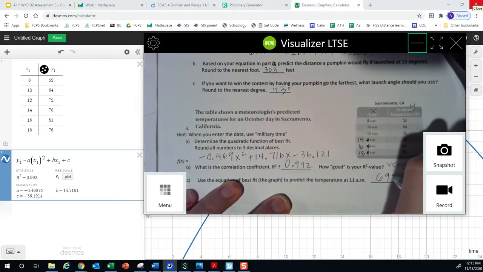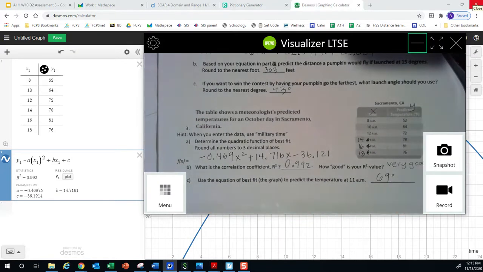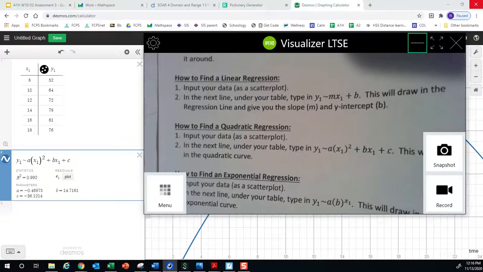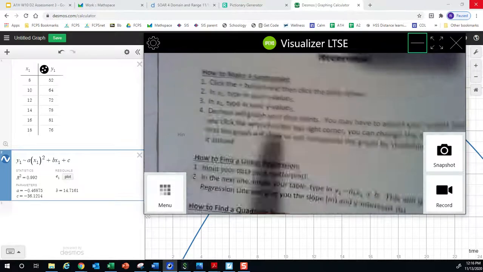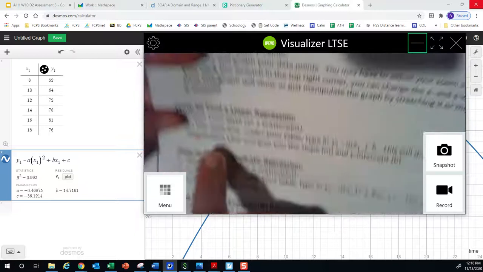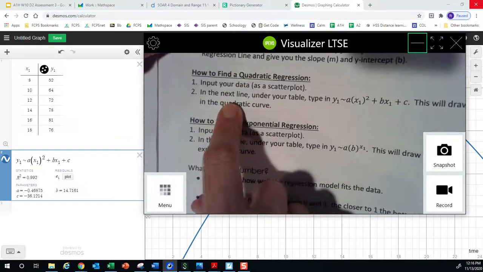Okay, so that's just a little introduction to how to do the regression. Next class, I believe, we're going to be practicing some problems like this, but I wanted you to see first how to do it. If you have the ability to print this out, that might be helpful. If not, maybe just save it somewhere so that you can access it, because it's very easy to forget these steps. You'll really need the steps for making a scatter plot and then the steps for a quadratic regression.